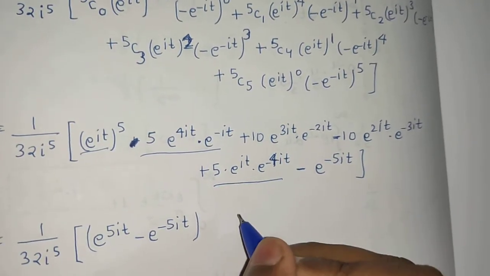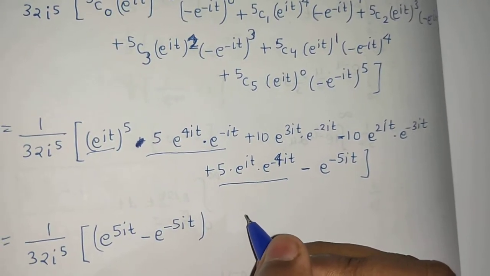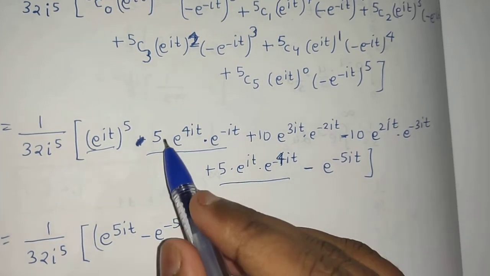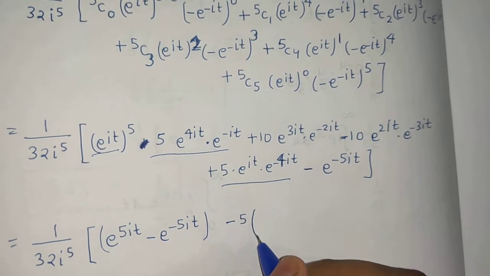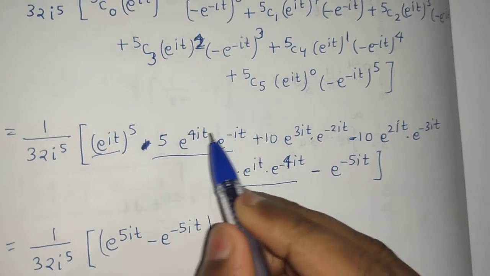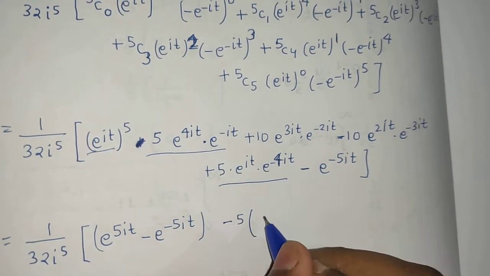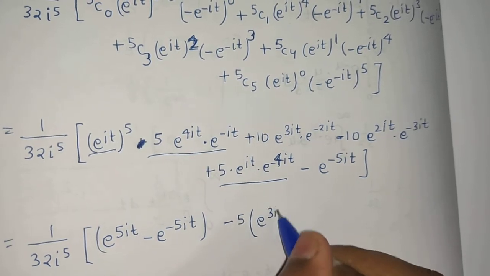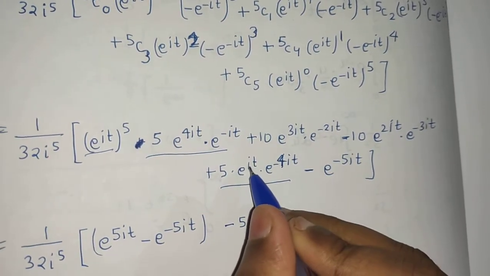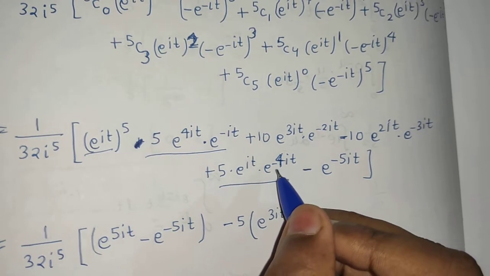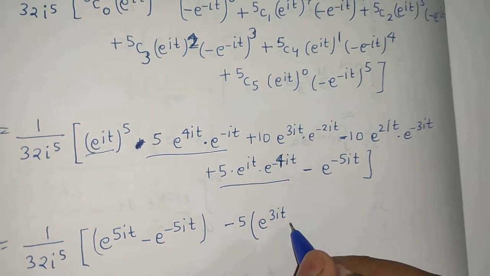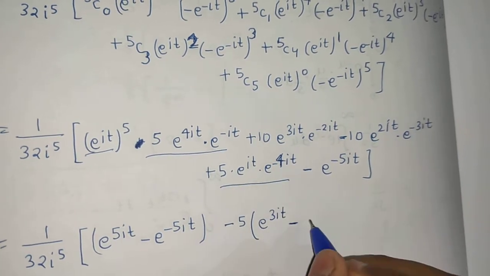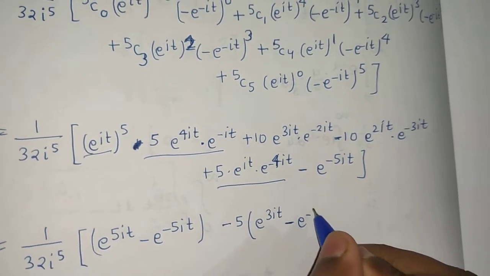Now the second collection is these two terms I'm collecting. So I'm taking minus 5 as common. Now 4 it minus it is 3 it. So e power 3 it. And it minus 4 it is minus 3 it. Okay. And since minus sign is common, so 1 minus will come. And this will be written as e power minus 3 it.